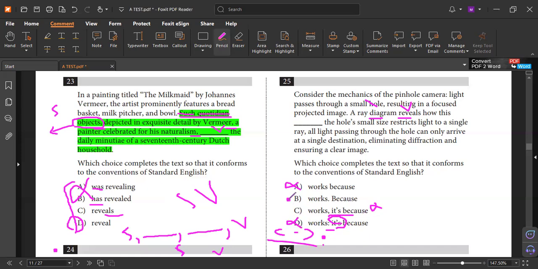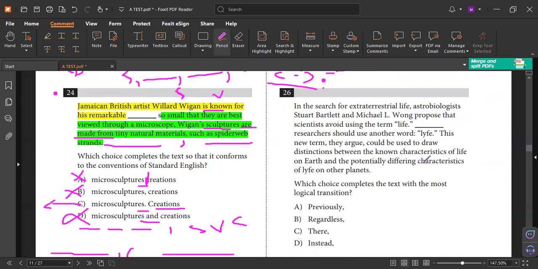So now B. That means from the word "because" to the end, it's a complex sentence. Subordinating conjunction "because," two clauses joined by a comma. That is it. Now 26.